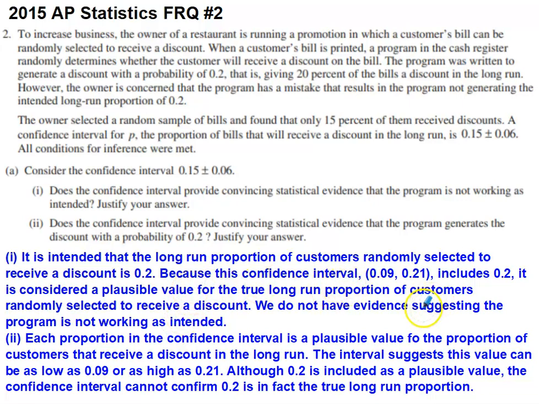Always with your wording, try to be non-deterministic, right? This word suggesting here is saying that it's possible that the program is not working as intended, but we don't have evidence suggesting that that's the case. Now, the second part of part A is saying, does the confidence interval provide convincing statistical evidence that the program generates the discount with a probability of 0.2?